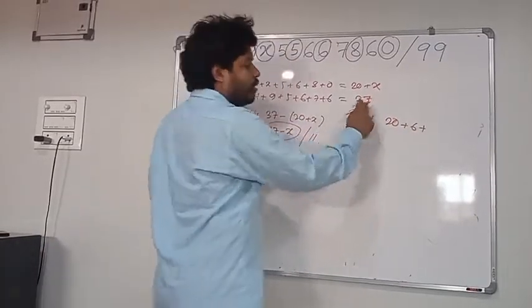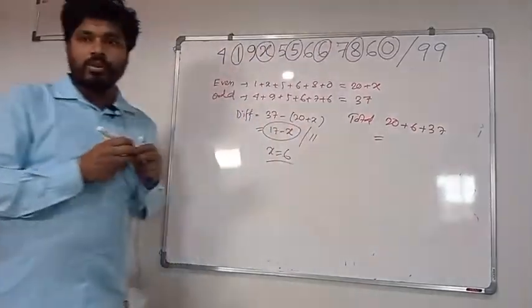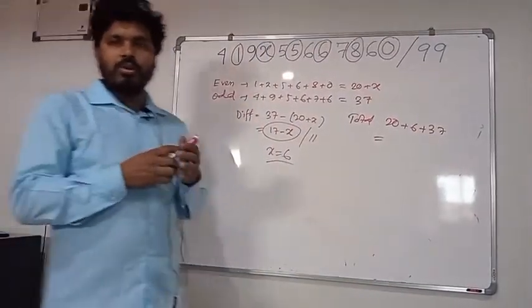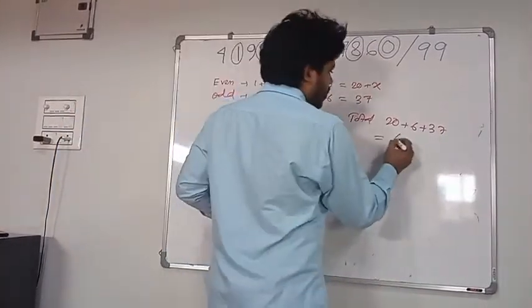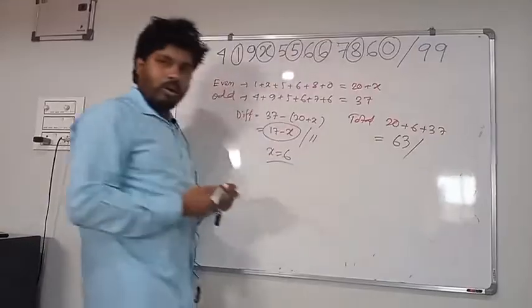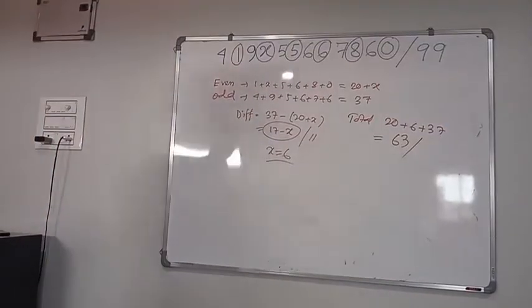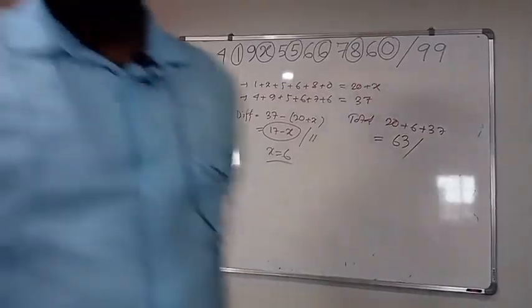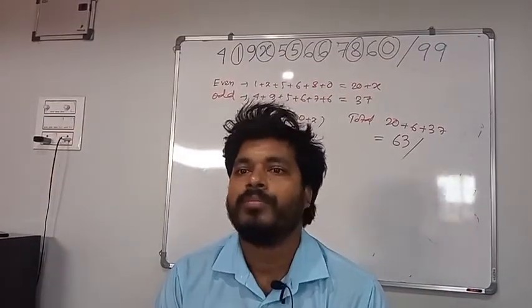Please mute everyone. Sir, 63. This is 63. Look, 63 is obviously divisible by 9. So the number is divisible. Is it clear everyone? Yes, sir. Good.